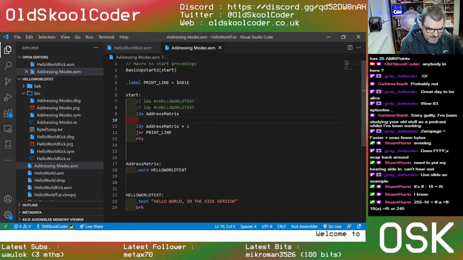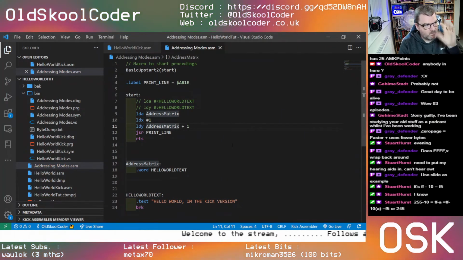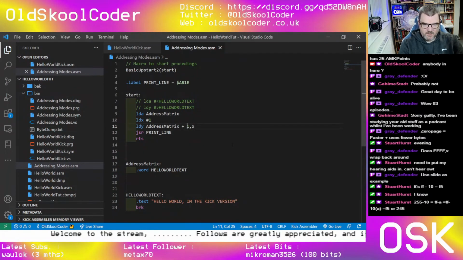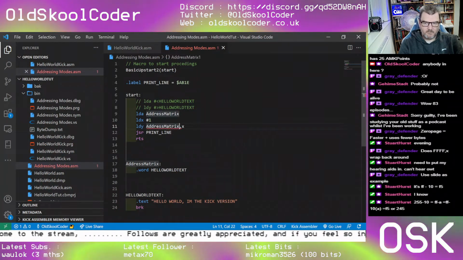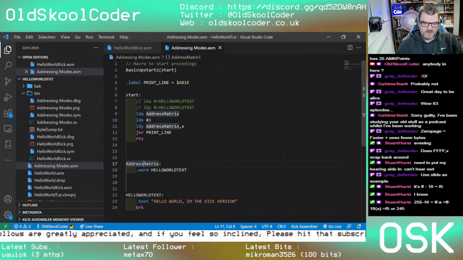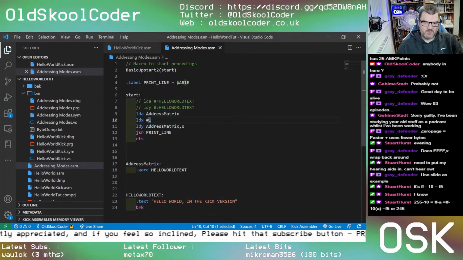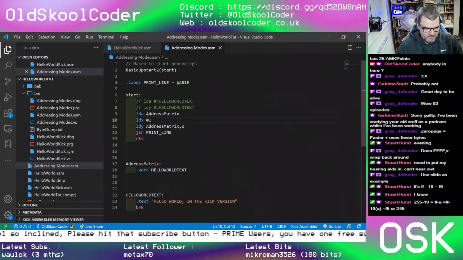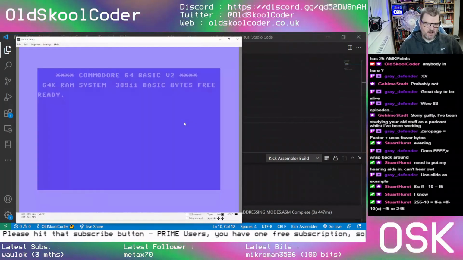So we're going to say load X with 1. So we're loading X with the absolute value 1, which is using immediate mode. And then we can do this. We're loading Y with this memory address, but because we've put 1 in X, it's going to offset it by 1. So we should still have Hello World.